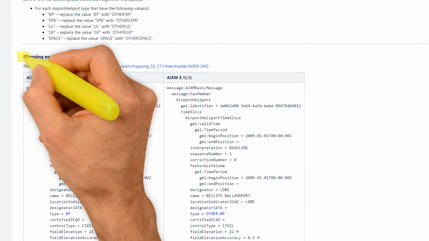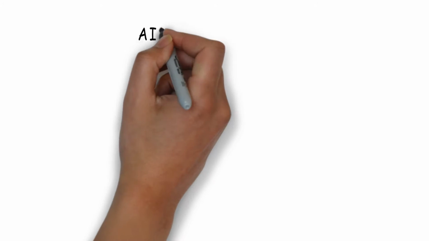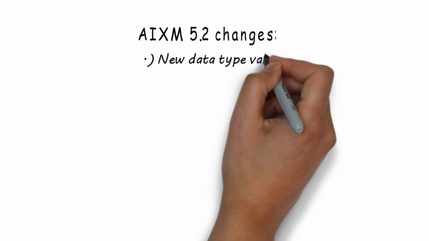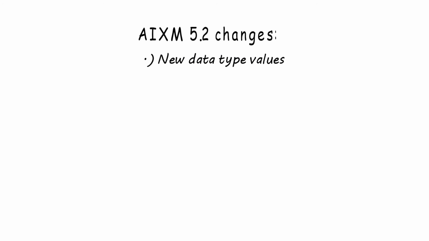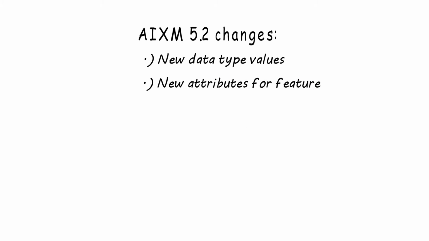For some of the changes, you will also encounter a mapping example at the end of the page, showing the coding in AIXM 5.2 compared to AIXM 5.1.1. By the way, most of the changes introduced by AIXM 5.2 are of this kind of simpler nature, such as the provision of new list values for an attribute or adding a new attribute to a feature.